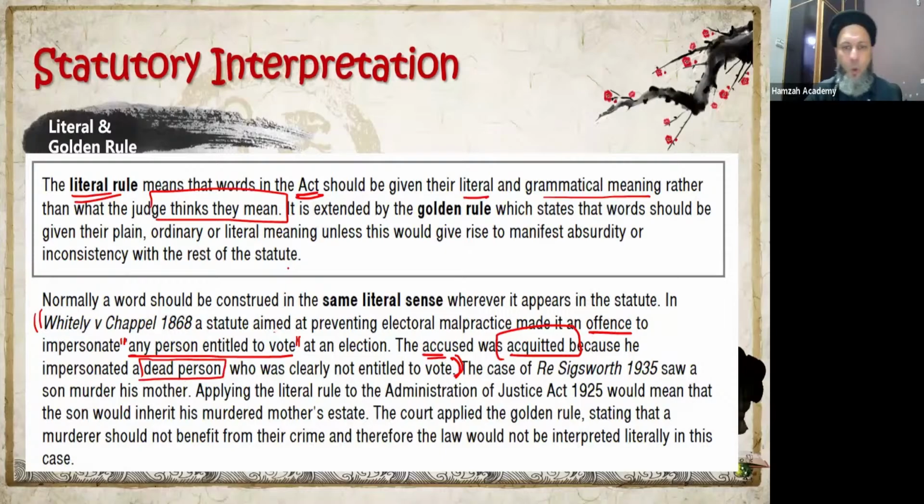Now let's come to the golden rule, which states that the words should be given their plain, ordinary, literal meaning unless this would give rise to manifest absurdity or inconsistency with the rest of the statute. This binds the judges to interpret in such a way that the absurdity of the meaning can be avoided. For example, the case of Re Sigsworth in 1935 saw a son murder his mother.